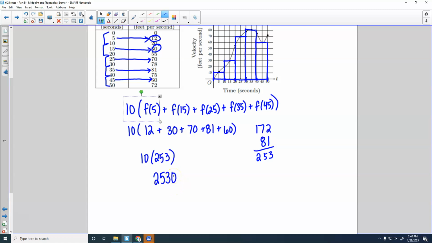And this is very similar to the last problem. We're taking feet per second, multiplying it by seconds. This is just going to be feet right here. They don't ask midpoint Riemann sums as often as they ask the left and the right, but they do put them on there sometimes.